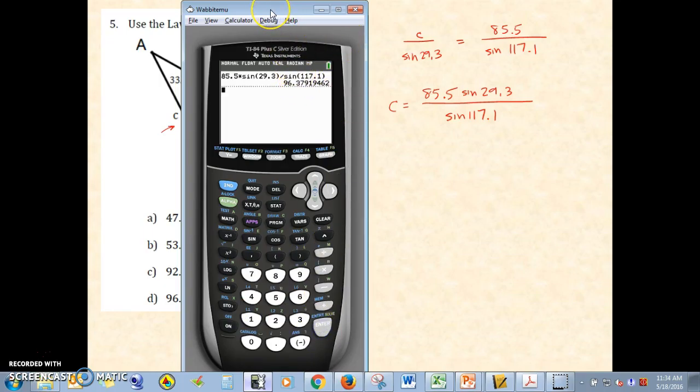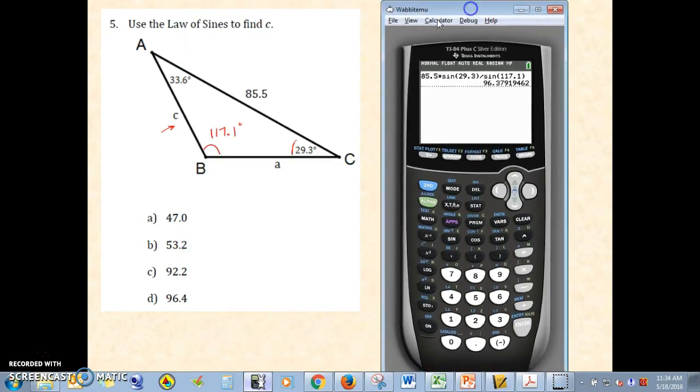I forgot. Does it make sense? Okay, look, 96.4. Does it make sense for C to be 96.4? It doesn't, because the biggest angle is across from the longest side. So C has to be shorter than 85.5. So a light should go off and say, hey, something's weird over here.